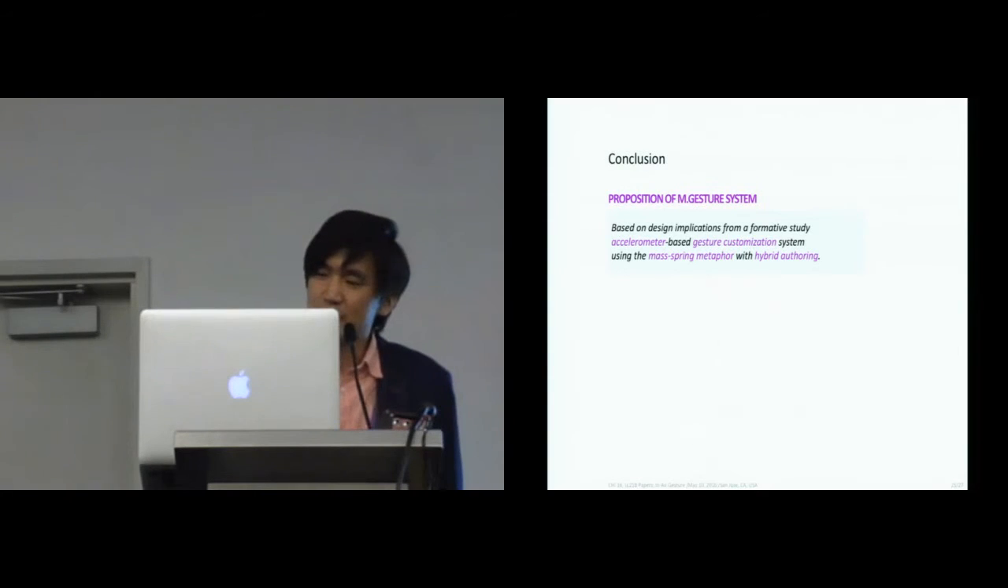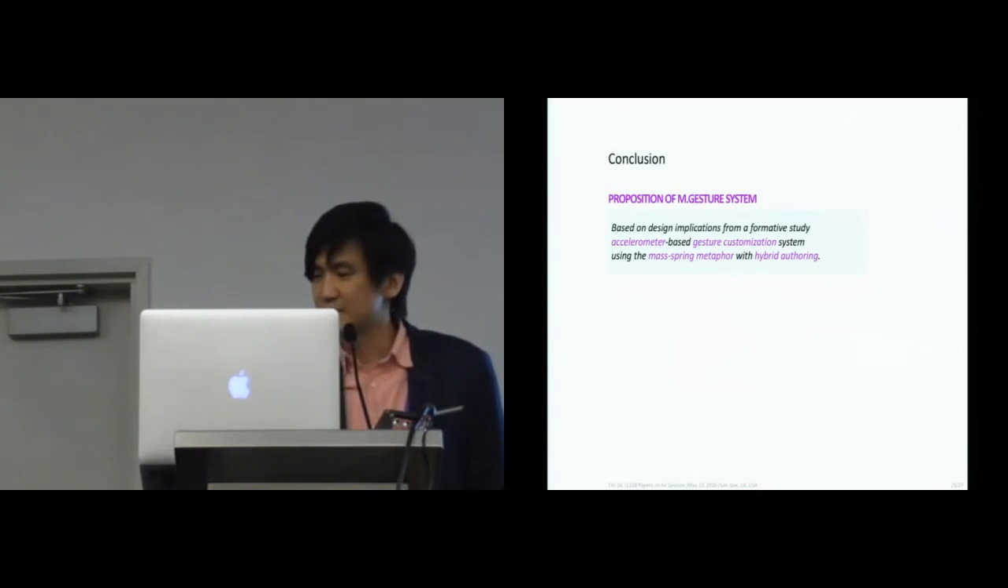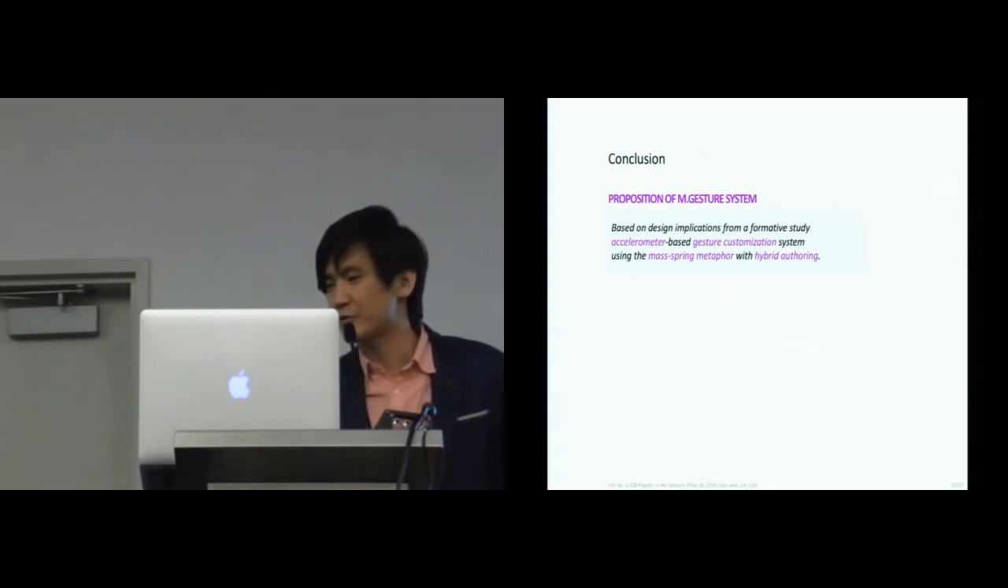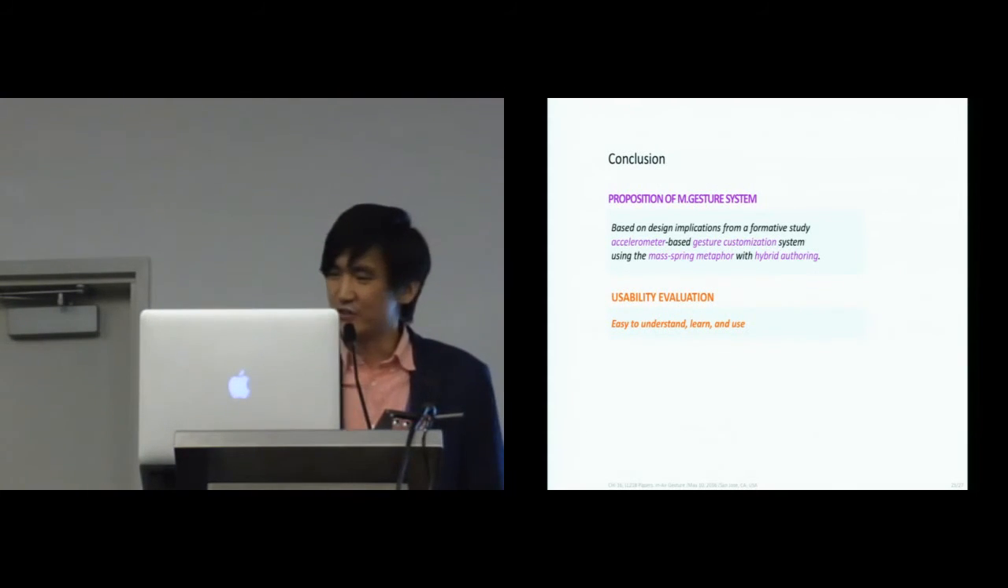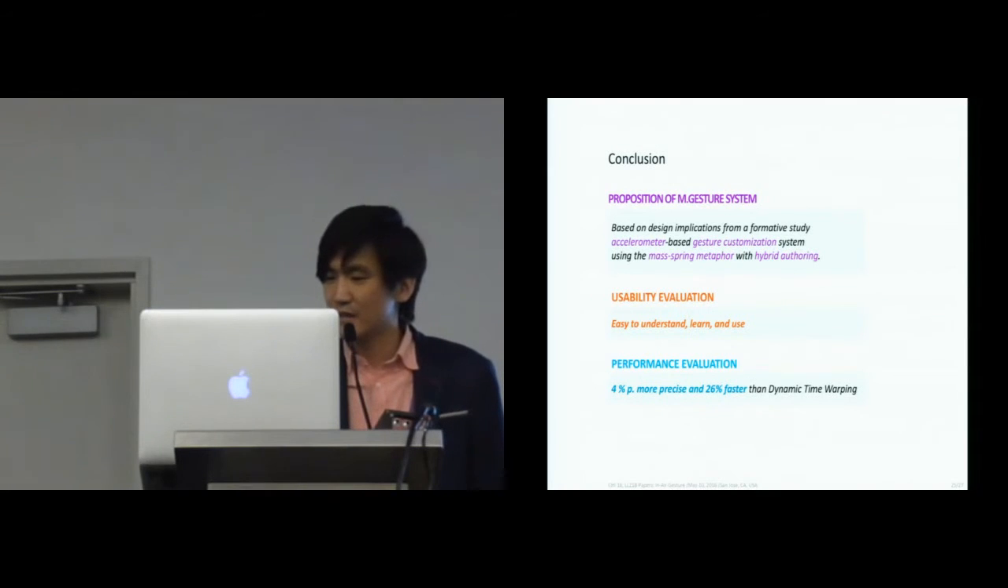We propose the M.Gesture system that allows accelerometer-based gesture customization using the physical metaphor of mass spring with a hybrid approach. M.Gesture was evaluated to be easy to understand, learn, and use. The performance of a hybrid authoring was slightly more precise and much faster than the original algorithm, dynamic time warping.